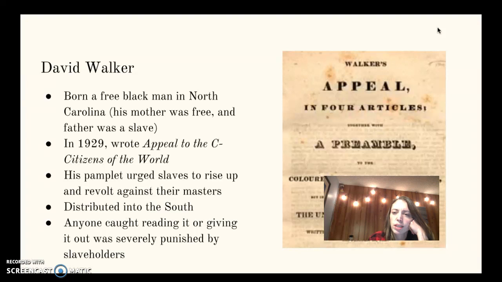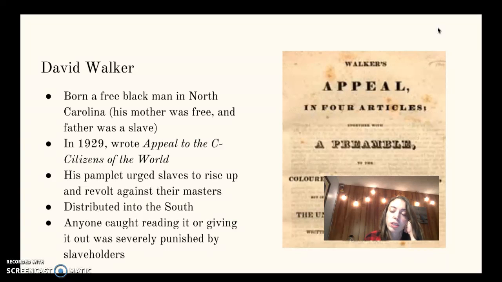Basically, this was a pamphlet that told slaves that they should rise up, they should revolt against their masters, they should throw off slavery. And this pamphlet was distributed in the South, packed into crates. And Walker knew that who was going to open the boxes? Well, the slaves were going to open the boxes.